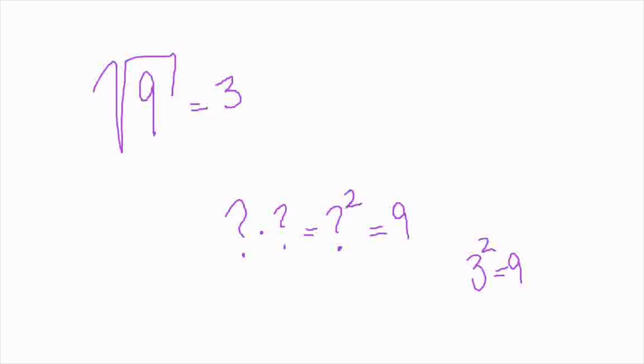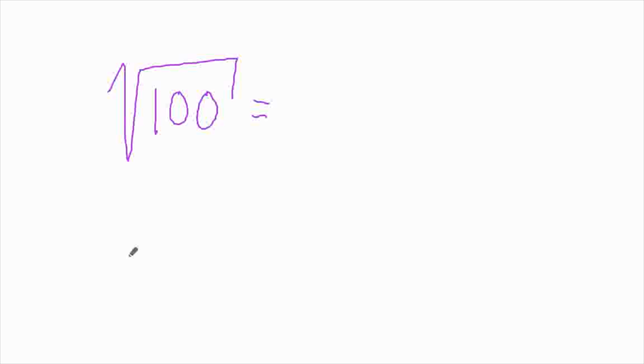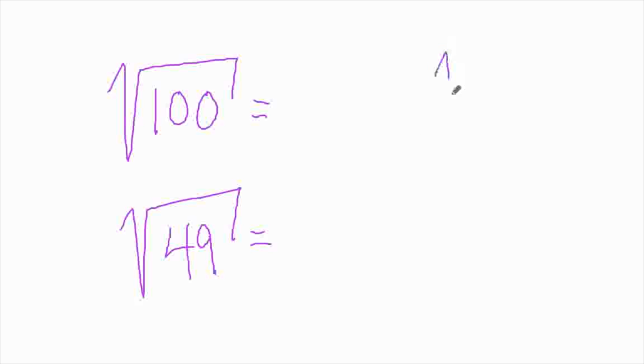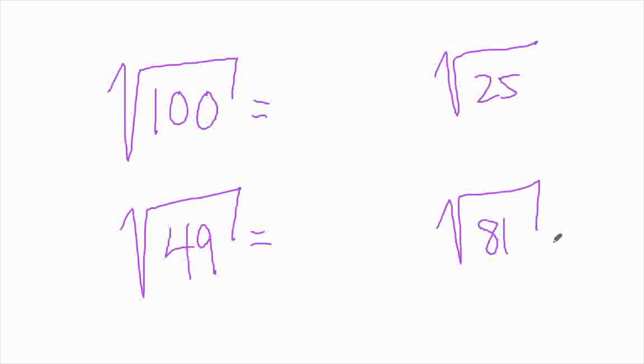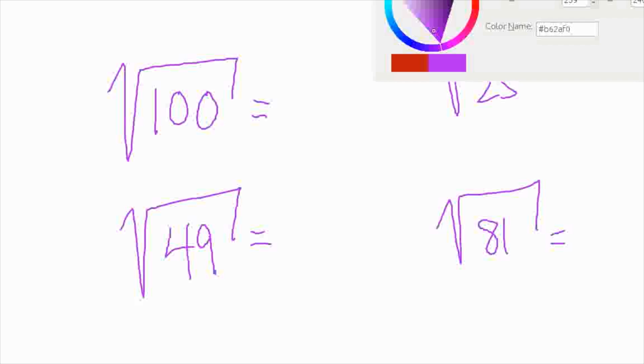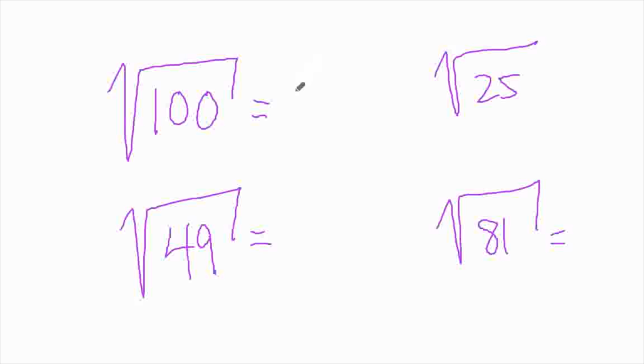Let's do a couple more examples. What's the square root of 100? What number multiplied by itself, or what number squared, gives you 100? What number squared gives you 49? What number squared gives you 25? What number squared gives you 81? You can try those now if you like. And I'll write the answers, and hopefully you got them as fast as I did.